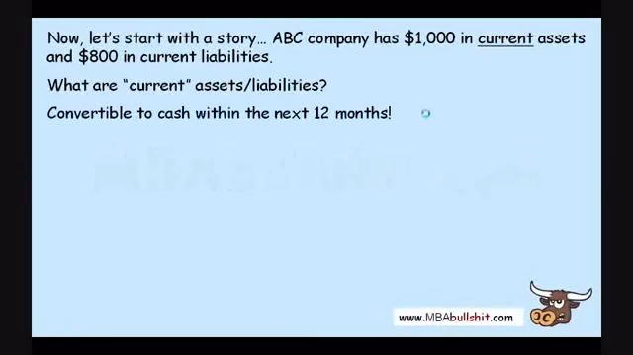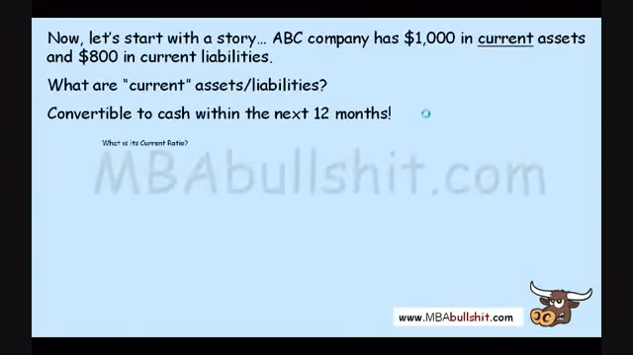These are assets or liabilities which are convertible or which will turn into cash within the next 12 months. So if it's a current liability, it is due within, or needs to be paid within the next 12 months. Current assets are assets which you can easily convert into cash within the next 12 months.